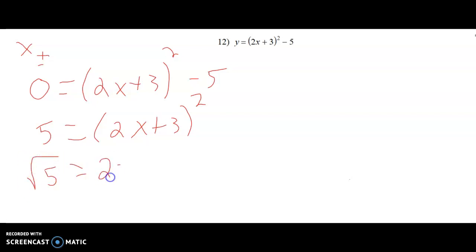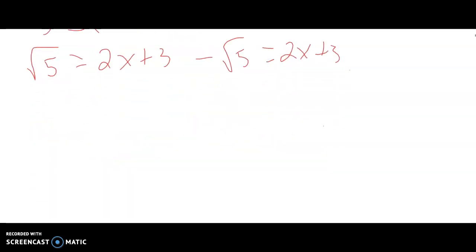There you go. It's just a number. Ugly, but it's a number. And remember, when you take the square root, you get a positive and a negative answer. Okay, I can solve each of these. So I'm going to minus 3. So square root of 5 minus 3. Cannot combine them because they're not like terms.